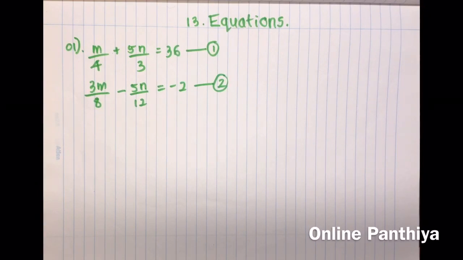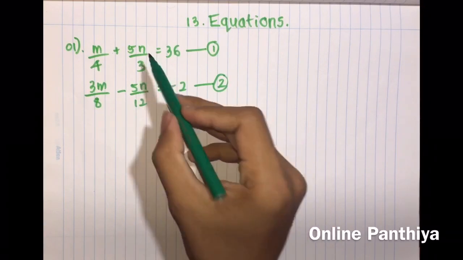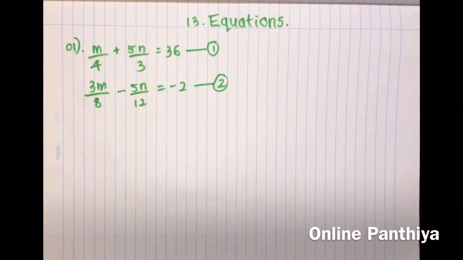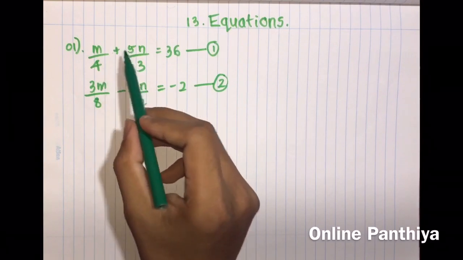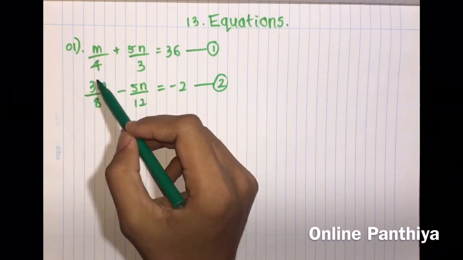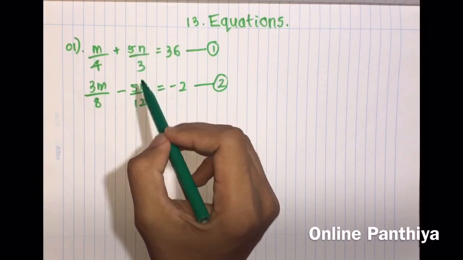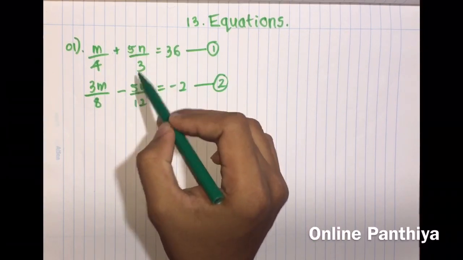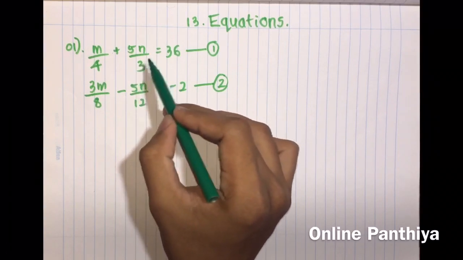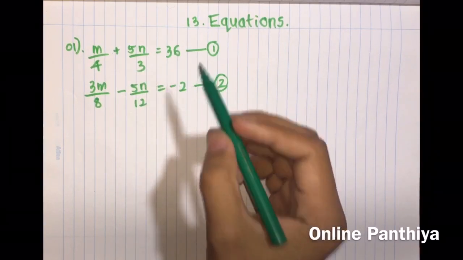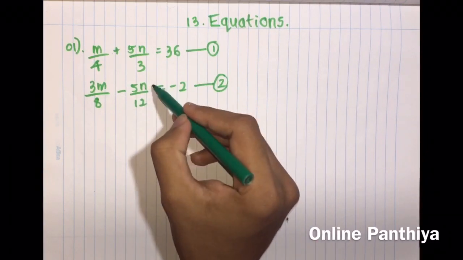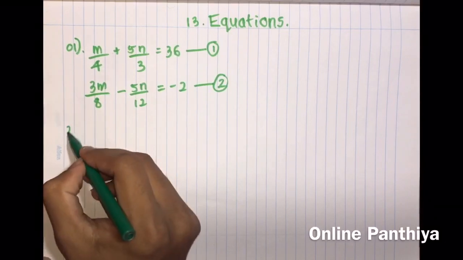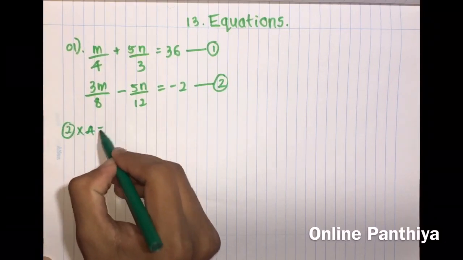You always have to try to make the coefficient of one variable the same. If you take n, the coefficient should be the same, but here you have fractions. If you carefully look at m and n, it is a bit difficult. But if you look at n and n, you can see that the numerators are the same, only the denominators have a bit of difference, right? Therefore, look, if I multiply the second equation by 4, what will happen? Okay, I am going to multiply the second equation by 4.